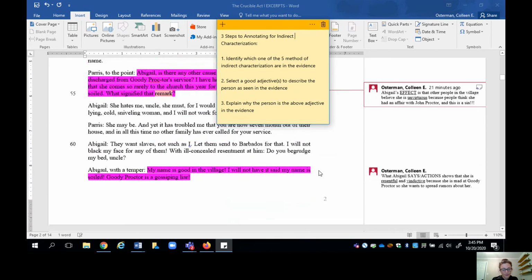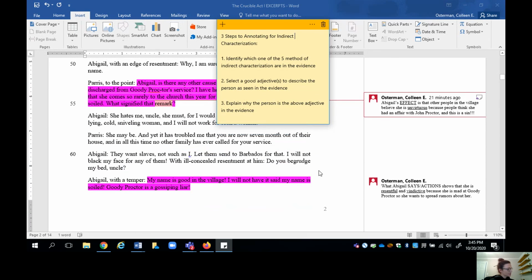Okay, we'll do one more. At the end of this section of text, Abigail says, "My name is good in the village. I will not have it said my name is soiled. Goody Proctor is a gossiping liar." Well, maybe she is, but from what we know, she's not a gossiping liar. And Abigail is saying this because she's trying to spread rumors about Goody Proctor.